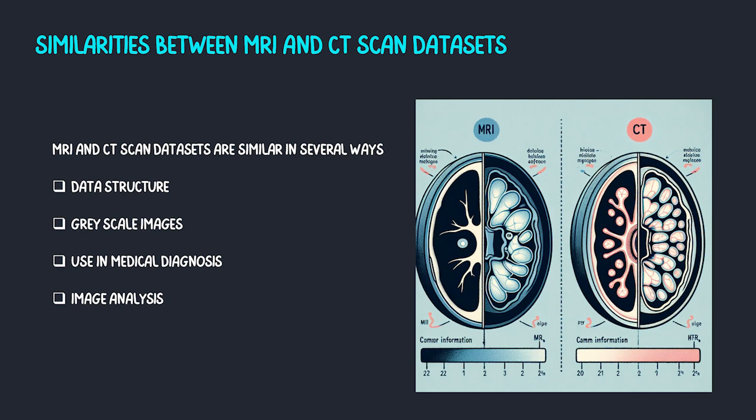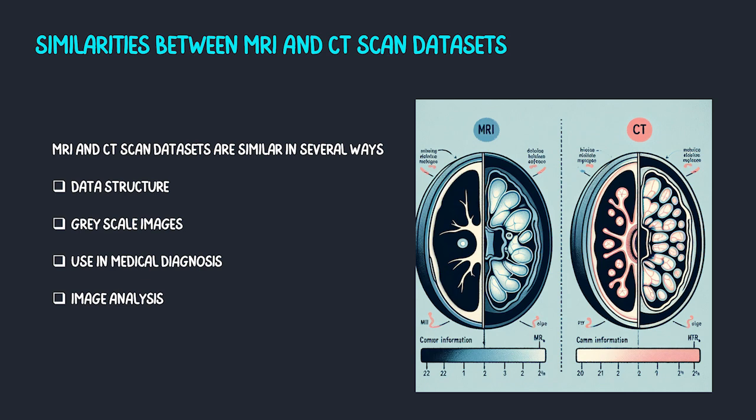Each slice represents a thin section of the body. 2. Grayscale images. The images in both datasets are grayscale. The intensity of each pixel corresponds to different tissue types. 3. Use in medical diagnosis. Both MRI and CT scans are used in medical imaging to diagnose and monitor various health conditions. They can be used to image any part of the body.